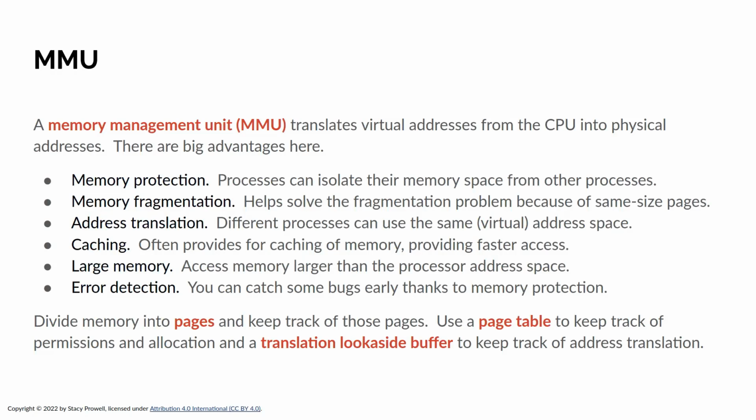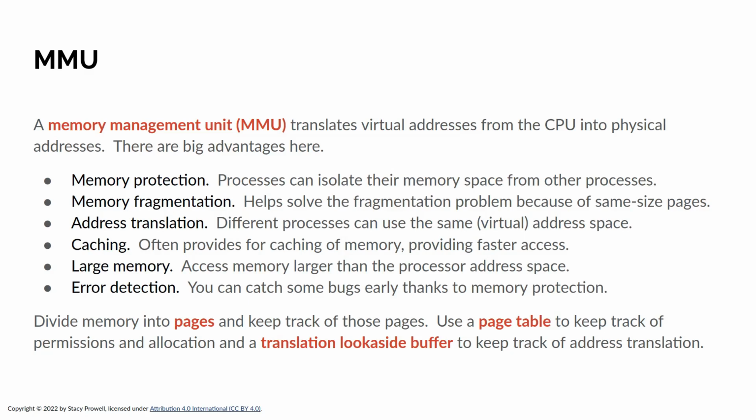So a memory management unit is going to translate virtual addresses, which are things that are used in the CPU, into physical addresses, which are things that are used to talk to things like the DRAM controller. And there are big advantages to this. I'll list some here. Memory protection, right? Processes get to isolate their memory space from other processes. If I get the address for something wrong, and I write to that address, I don't corrupt another process. That was something that could happen all the time on DOS and other systems with flat memory. This protects me against that.